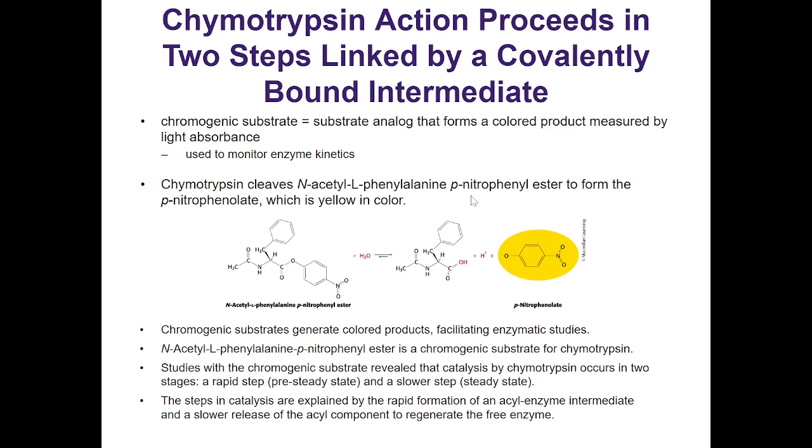Anyways, this is a chromogenic substrate. Your studies with chromogenic substrates are going to reveal that the catalysis of chymotrypsin occurs in two stages. We have a rapid step, this is the pre-steady state, and a slower step, which is our steady state. And our steady state is the one that's going to get built up on, right? Because the rapid state is pre-steady state in this case. The steps in the catalysis are explained by the rapid formation of our acyl enzyme intermediate, followed by a slower release of the acyl component to regenerate the free enzyme.